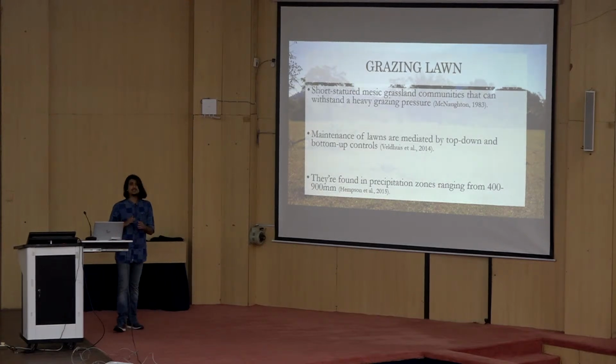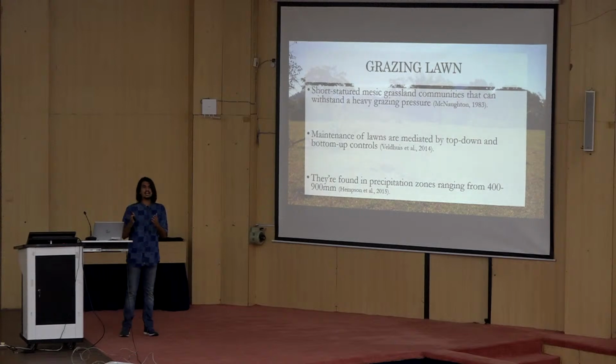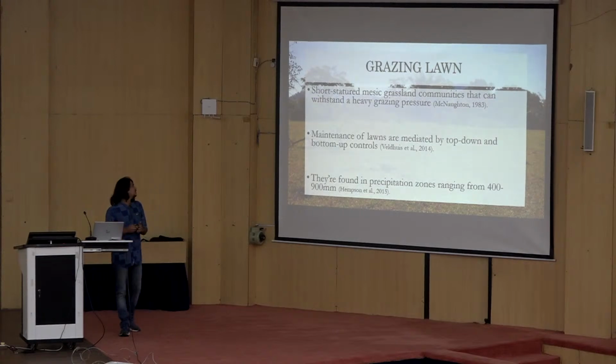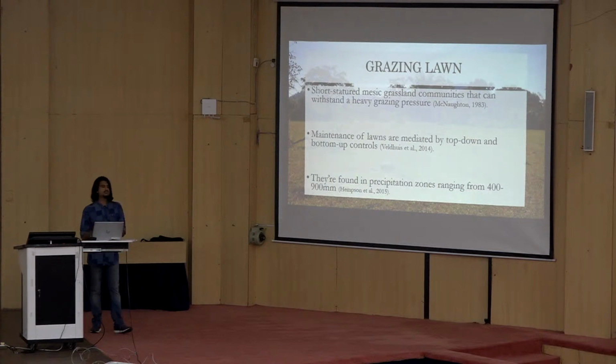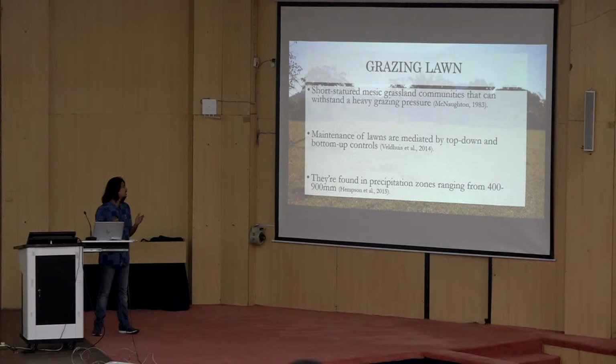However, grazing lawns are found on all continents, albeit at a much smaller scale outside Africa. It's been found that grazing lawns generally tend to exist in a precipitation zone ranging from 400 millimeters to 900 millimeters.